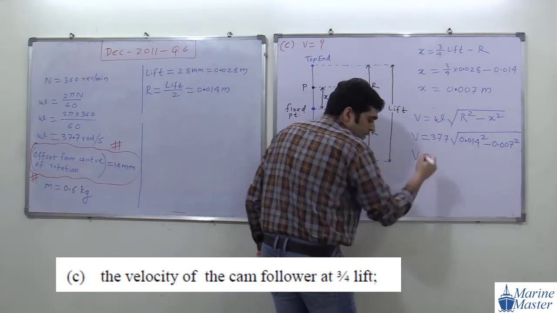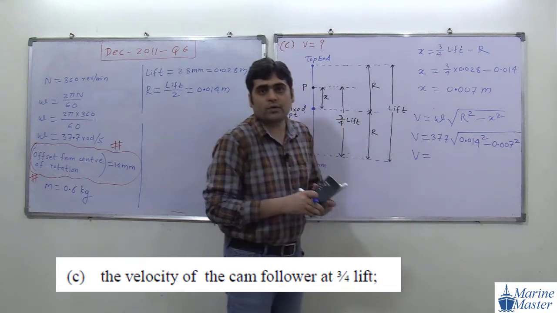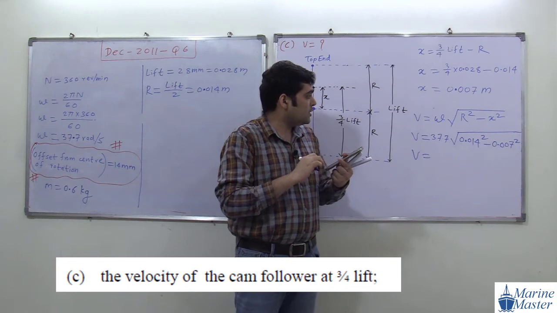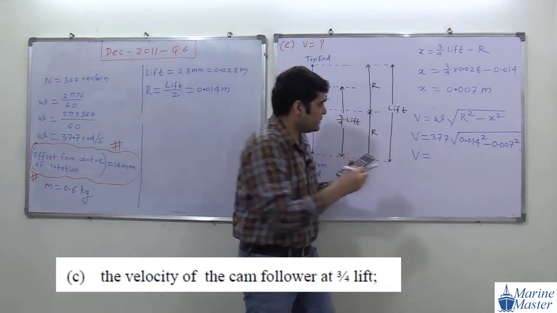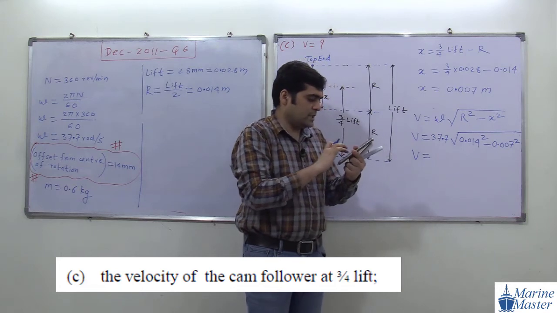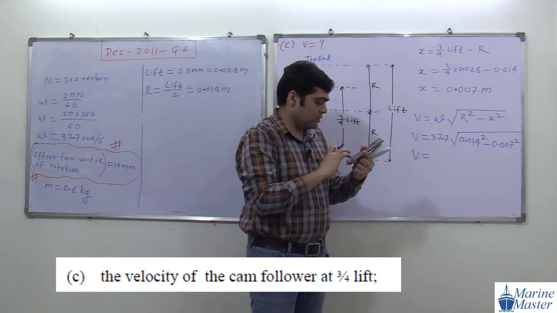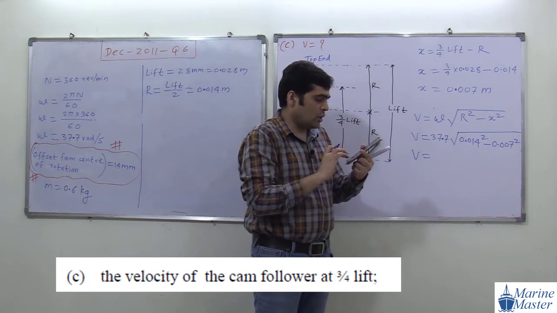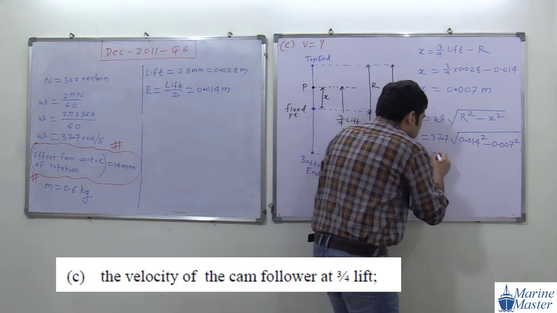So in this way we will get the value of velocity. What will be the value of velocity, everyone? 37.7 under root of 0.014 square minus 0.007 square. Make the dot properly. So how much value of velocity are we getting?